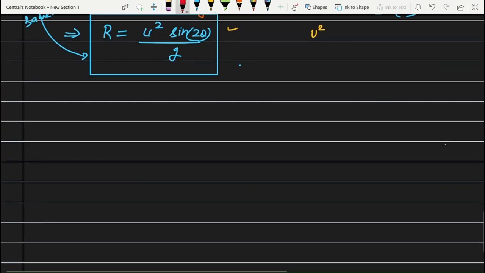Question 1 is, a particle thrown at an angle 30 degree with vertical. This is very important.